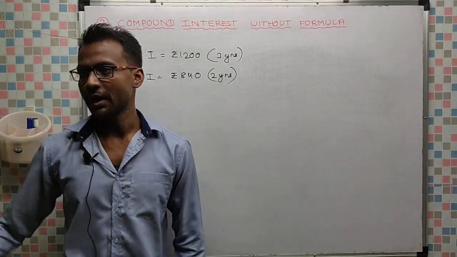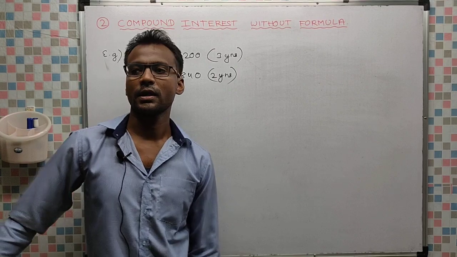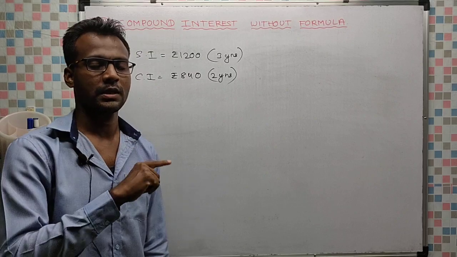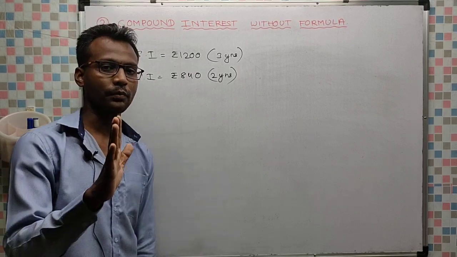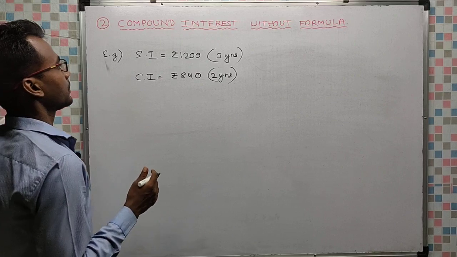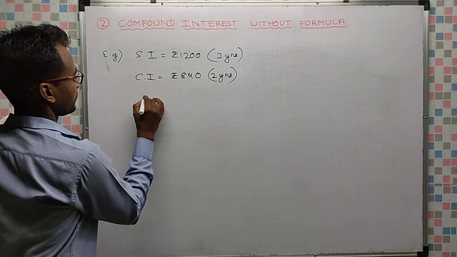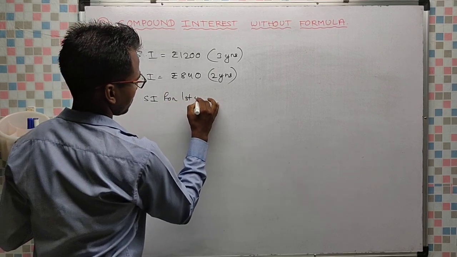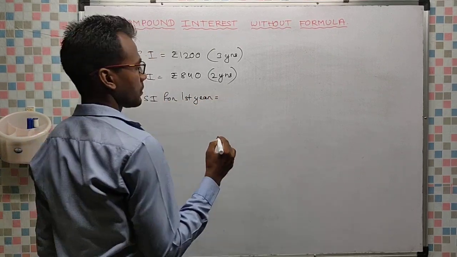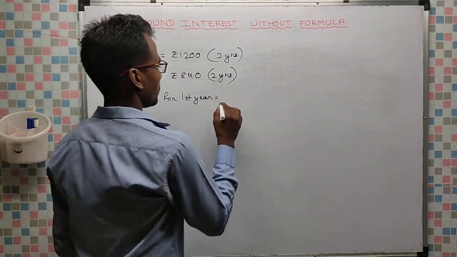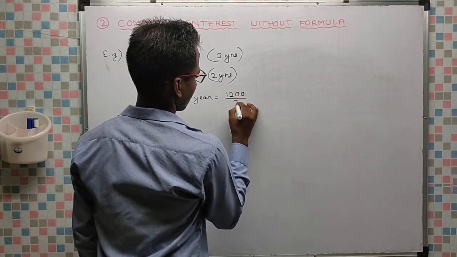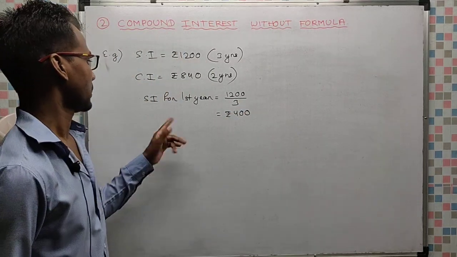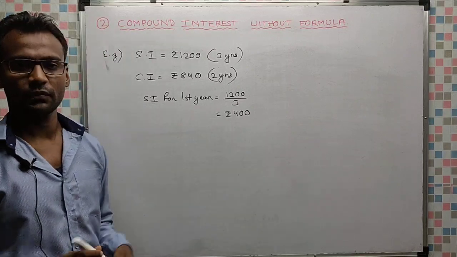We have been asked to calculate the rate of interest and the principal. Okay, first let us go for rate of interest. In such questions, you will always get rate of interest first, then only you will get principal. Okay, first rate of interest. SI for first year or for each year. First year also same. Okay, 1200 by 3, that is rupees 400. SI, simple interest for first year, is equal to rupees 400.